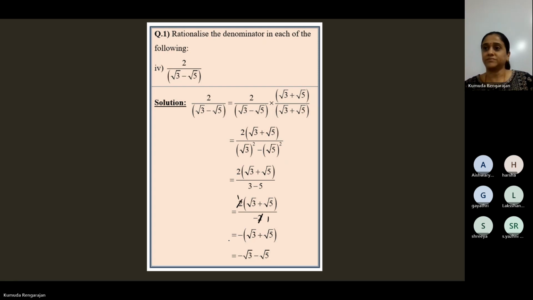You can simply cancel the 2s. So you're left with √3 plus √5 in the numerator and just a minus, that means minus 1 in the denominator. You need to take that minus up to the numerator. So in the next step, the minus goes up to the numerator. Now it will be minus √3 minus √5. When you multiply the minus sign with the terms in the numerator, you get minus √3 minus √5 by 1, which is nothing but minus √3 minus √5.